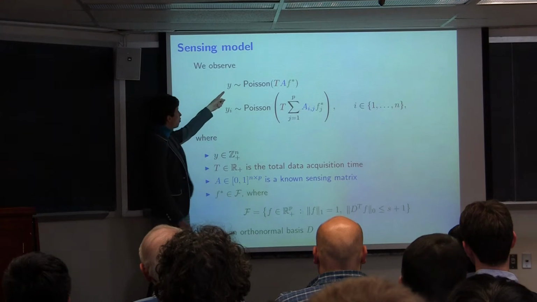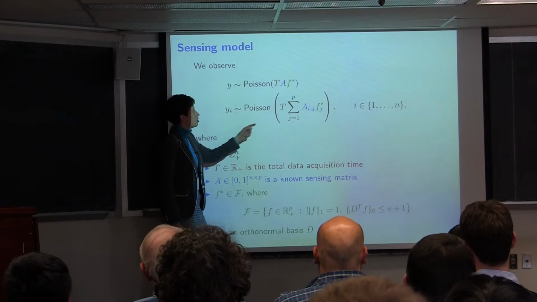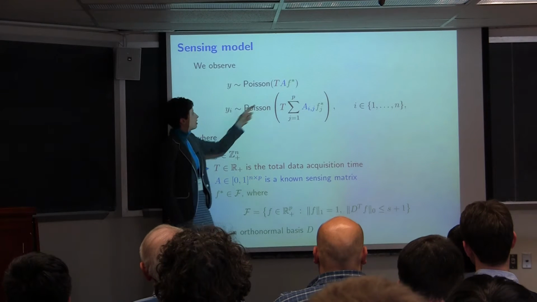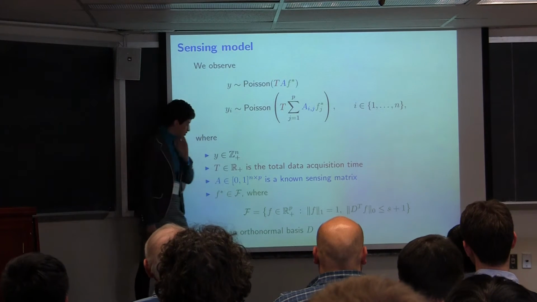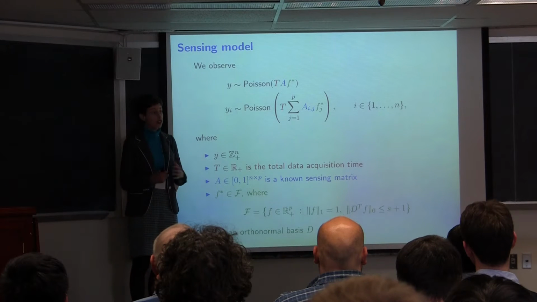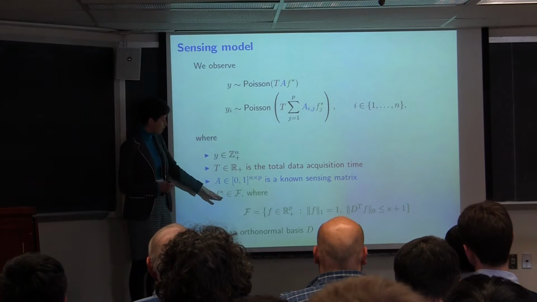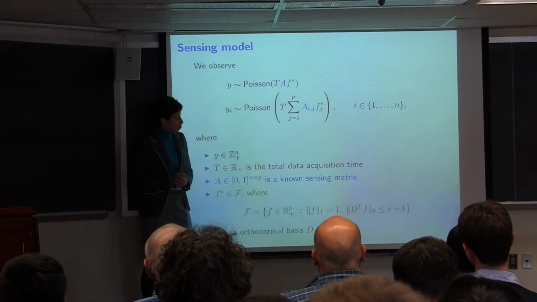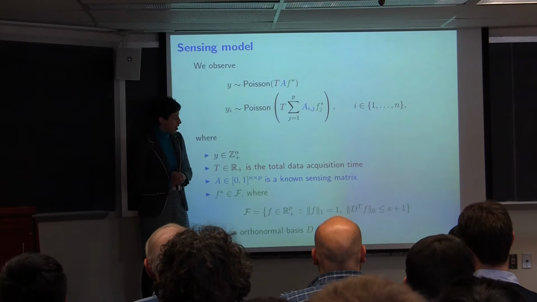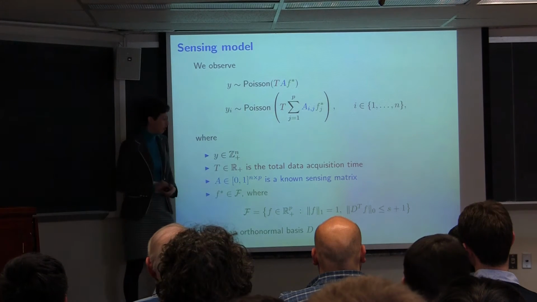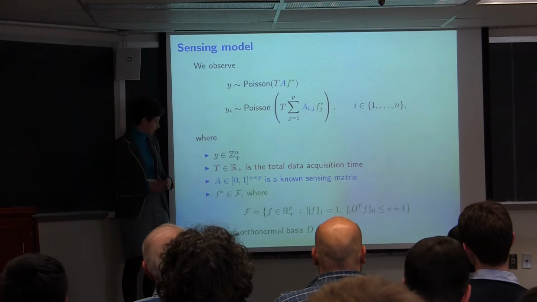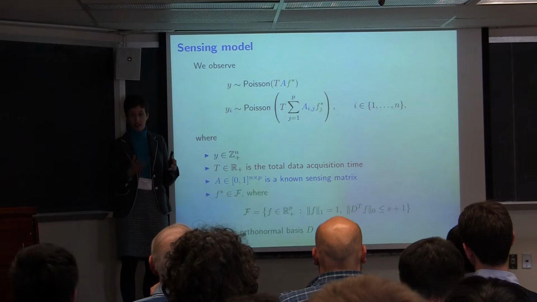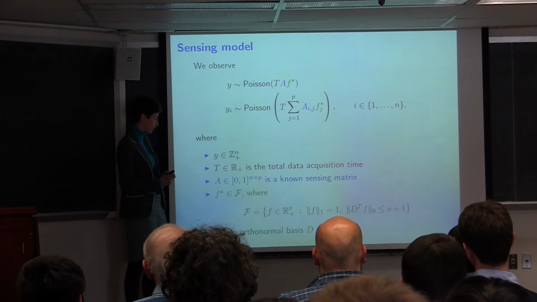We're going to observe a vector y of measurements, and conditioned on the intensity, they're all independent of one another, and they have intensity T, A, F star. So F star is the image or the signal that we want to reconstruct, and it has P pixels or parameters. We're going to assume that it is sparse in some orthonormal basis D, and that it has an L1 norm 1. So you can think about all of the signals in this function class as having the same overall intensity or overall brightness, if you want to think about this in an imaging context.